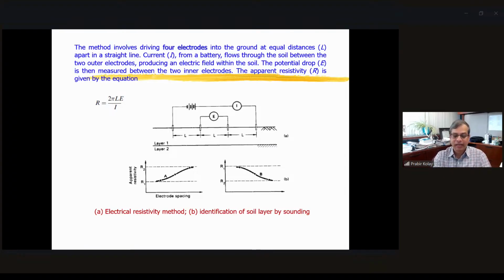Any questions on this? Again, everyone knows this. I'm just revising all of it. For any geotechnical engineering design, we need to know this.